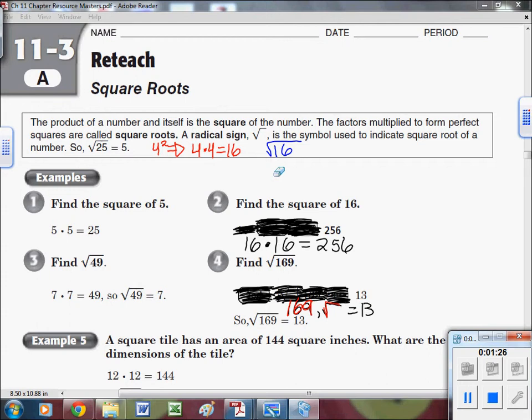So the square root of 16 equals 4. Now, technically it equals positive and negative 4, but right now in 7th grade math, we're just going to keep it simple. We're just going to say it equals positive 4. So the square root of 16 is 4, because 4 times 4 equals 16. So that's a square. Squaring is to the second power, and this is the square root, going backwards.